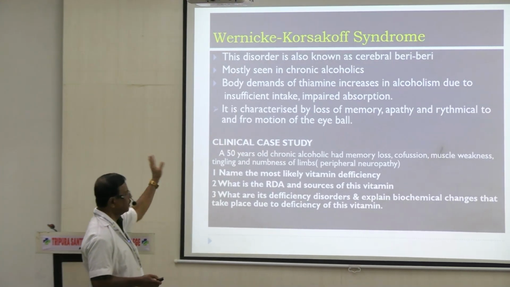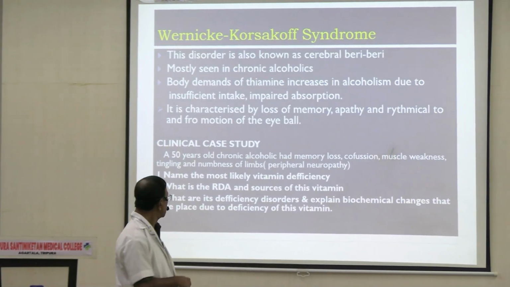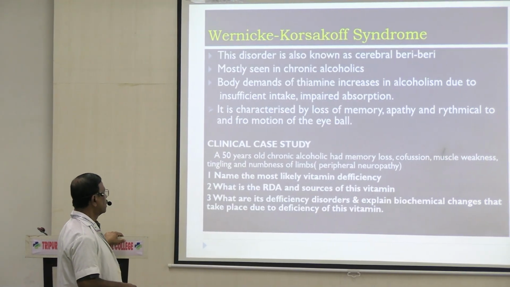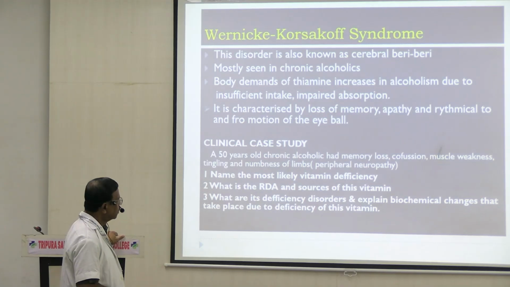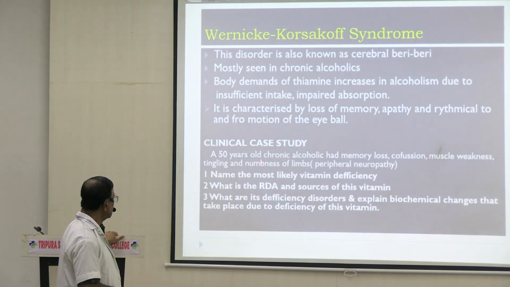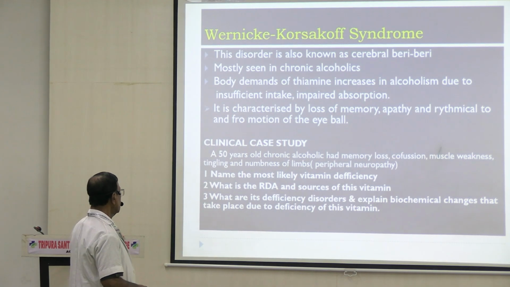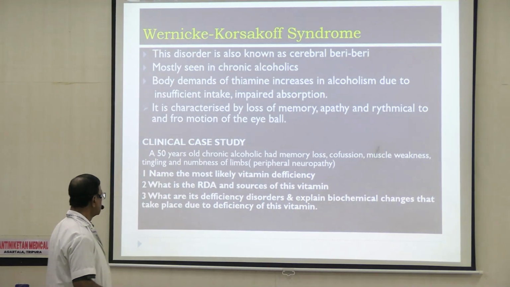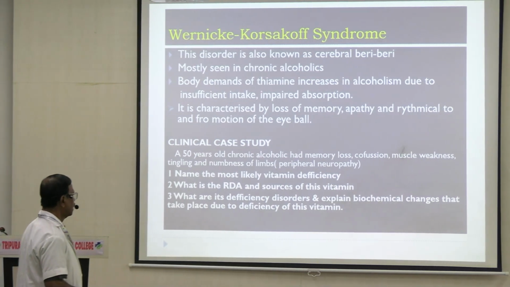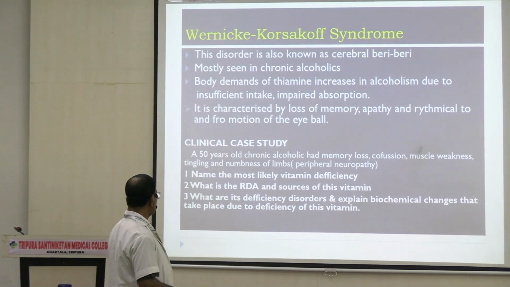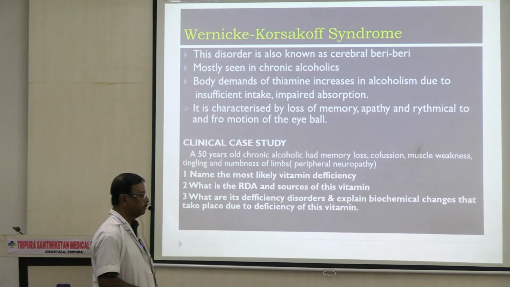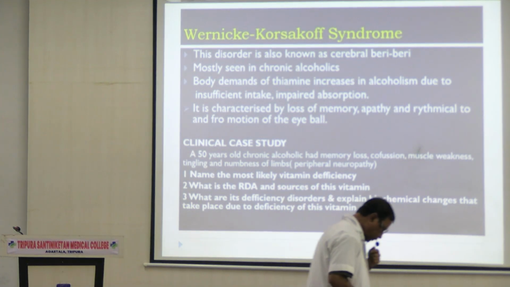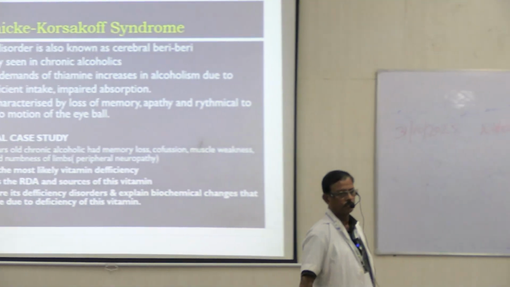So from Korsakoff syndrome, you will get a clinical case study. A 50 year old chronic alcoholic had memory loss, confusion, muscle weakness, tingling, numbness of limb. Name the most likely vitamin deficiency. What is the RDA and source of this vitamin? What are the deficiency disorders, and explain biochemical changes that take place through deficiency of this vitamin. So you need to explain here Wernicke's encephalopathy, sorry, and beriberi also.